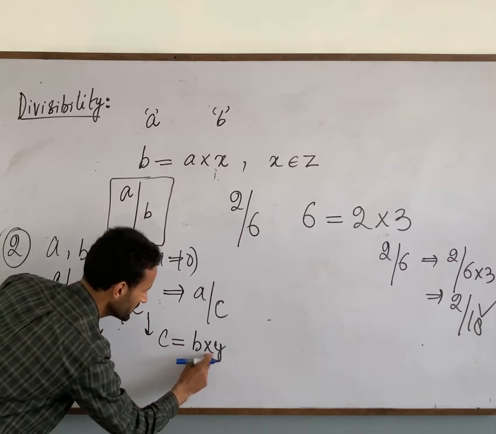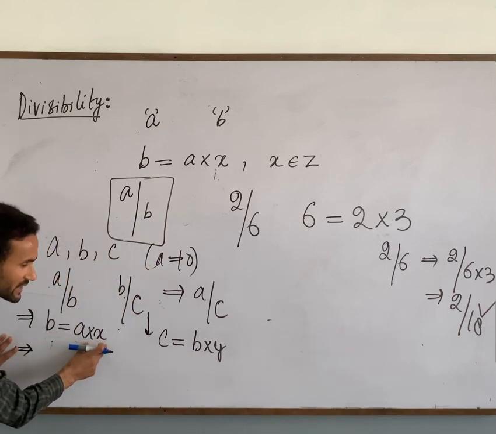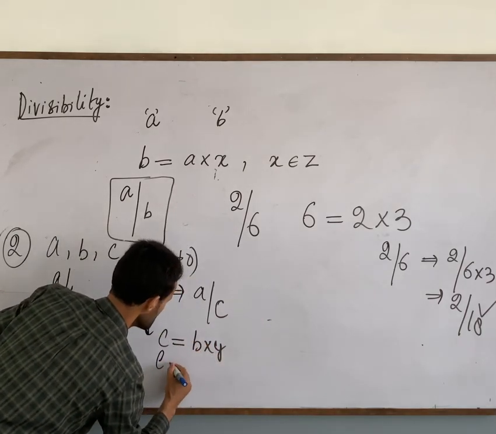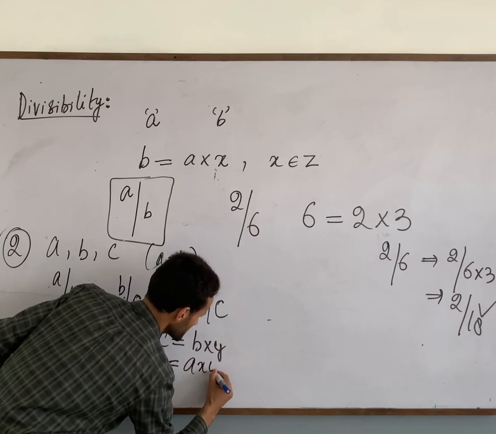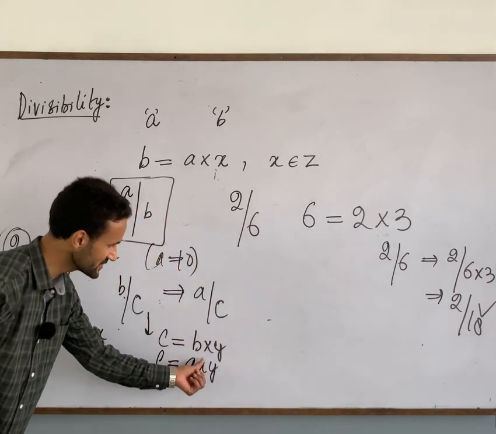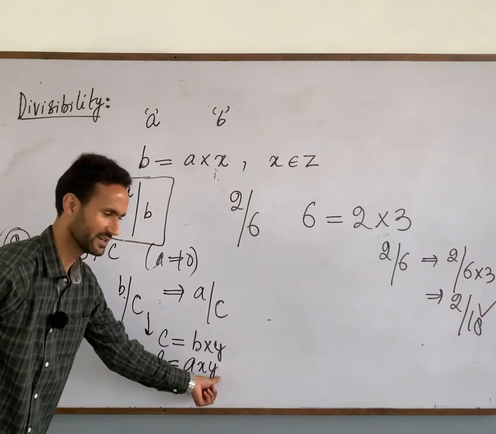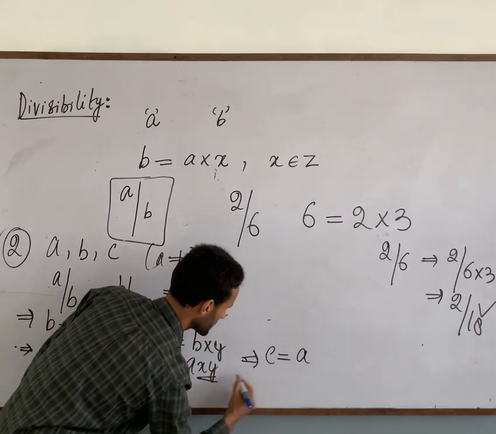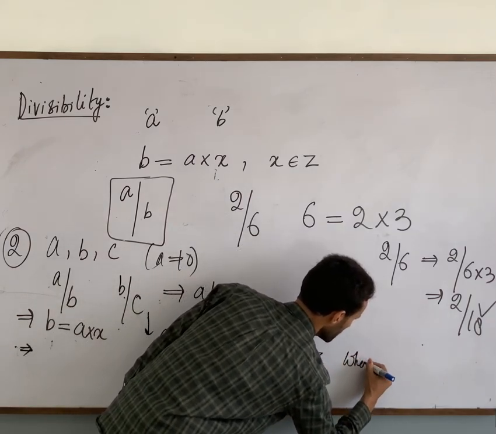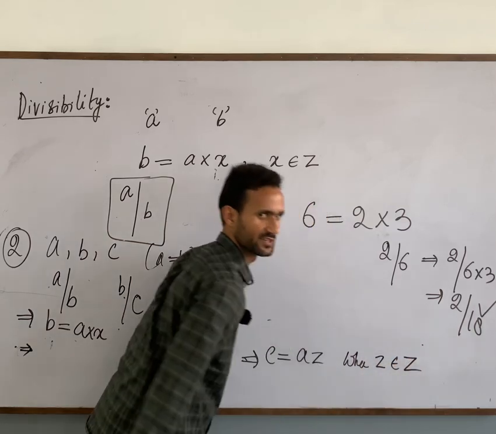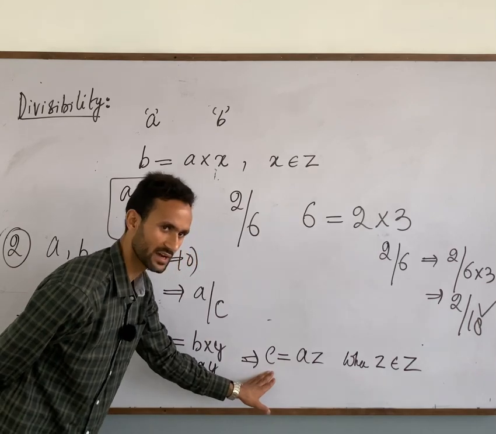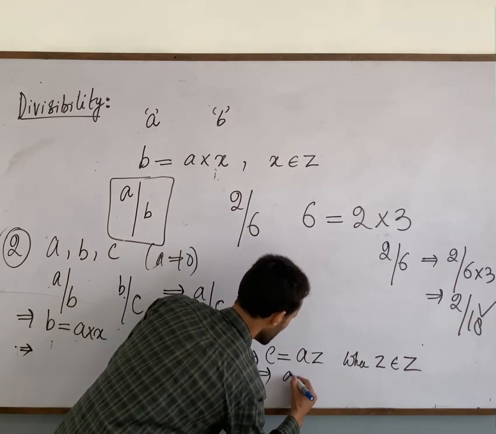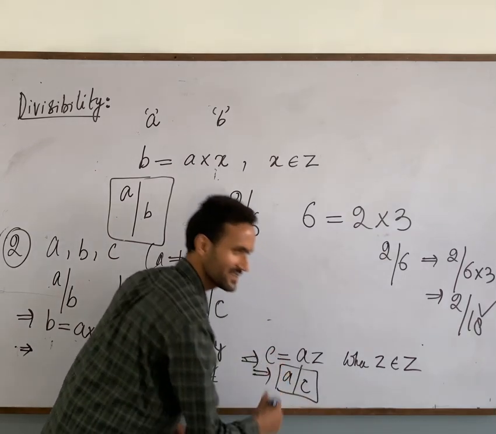Now, since c is equal to b into y, but we have found the value of b, b is equal to a into x, so we insert the value of b here. We will get c is equal to a into x into y, right? Since x is an integer and y is an integer, their product is also an integer. So this equation reduces to c is equal to a into z, where I take another integer z, where small z belongs to Z, that is an integer. Here we can see we have written c as a into z. By the definition of divisibility, it implies that a divides c, right?